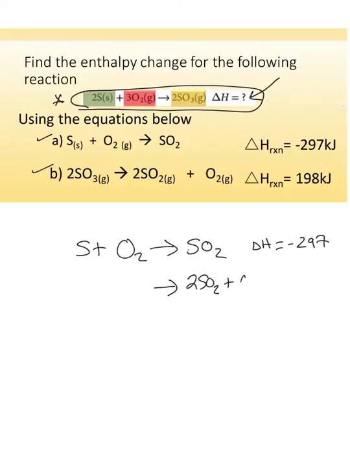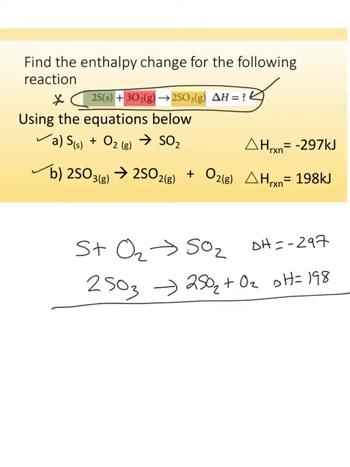So 2SO2 plus O2 gives 2SO3. I'm just copying the reactions that you see above. And if you add these together, I'm supposed to get this overall reaction, which is up here. So the overall reaction is 2S plus 3O2 gives me 2SO3. And we want to find the overall delta H of the reaction. Now let's see what we need to do.